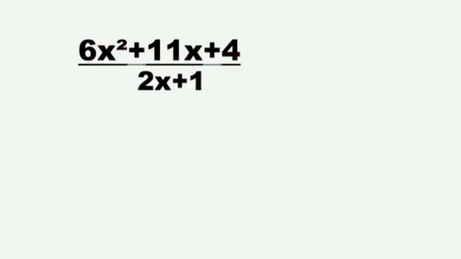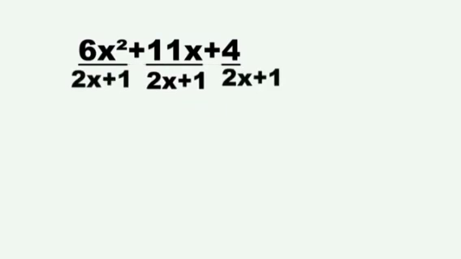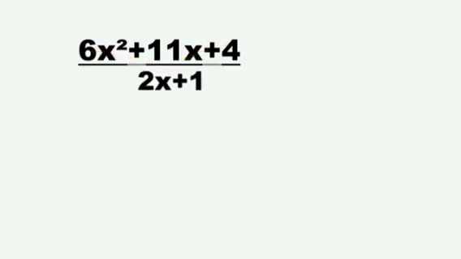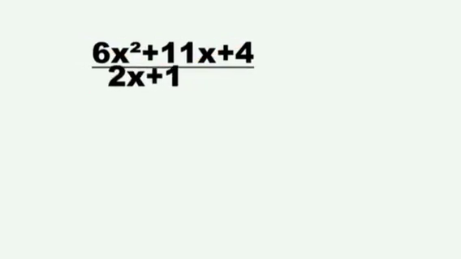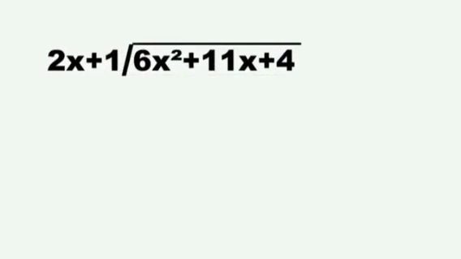But we cannot do it like the monomial. We cannot write this as 6 divided, dividing each term by 2x plus 1. We cannot do this like the monomial. This is not allowed. So what we are going to do is to use long division, and this is the format, like the long division of numbers.